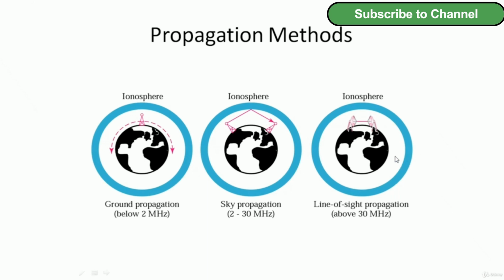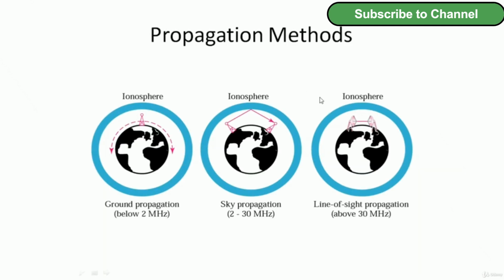And then this last one is the line of sight propagation. It happens above the 30 megahertz frequency range, and you can see this is the transmitter and this one is the receiver. So the transmitter and receiver both are in front of each other, and through that the communication, or signal transmission, takes place, known as the line of sight propagation. These are the propagation methods of the signal.